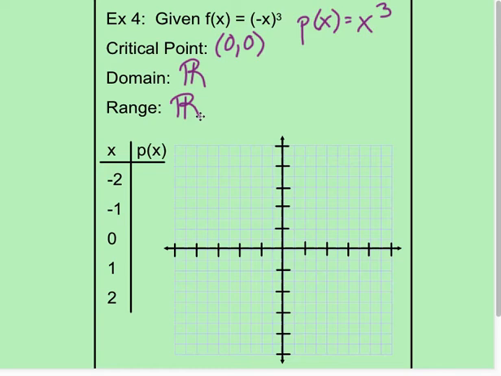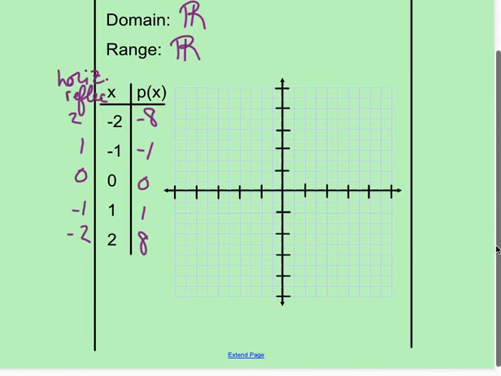Setting up my parent function t-chart, negative 2 cubed is negative 8. Negative 1 cubed is negative 1. Of course, 0 cubed, 1 cubed, and 2 cubed. This time, because the negative is inside, grouped with the x, it's a horizontal reflection. So what I'm going to do is make all of my x values opposite. You'll see on my answer key, this is what I do: off to the side, I write what the reflection is, and then I change all of those x values to be opposite. And those will give us our correct directions.